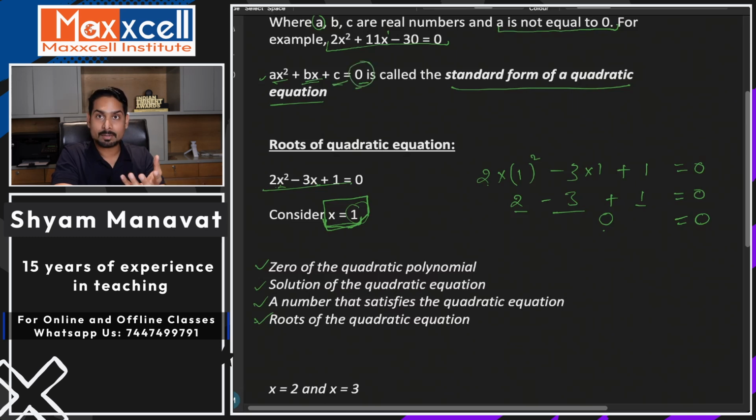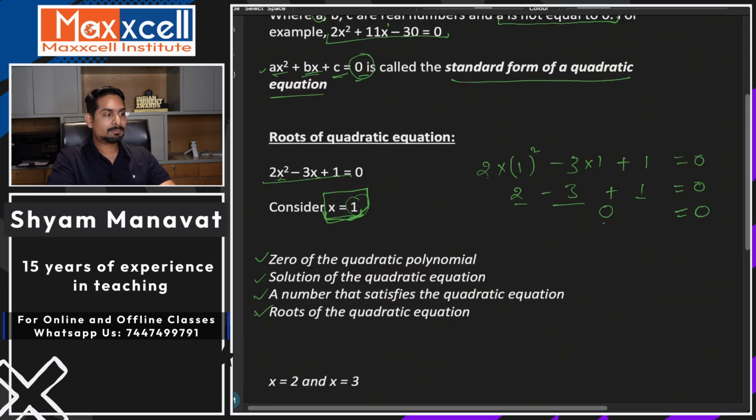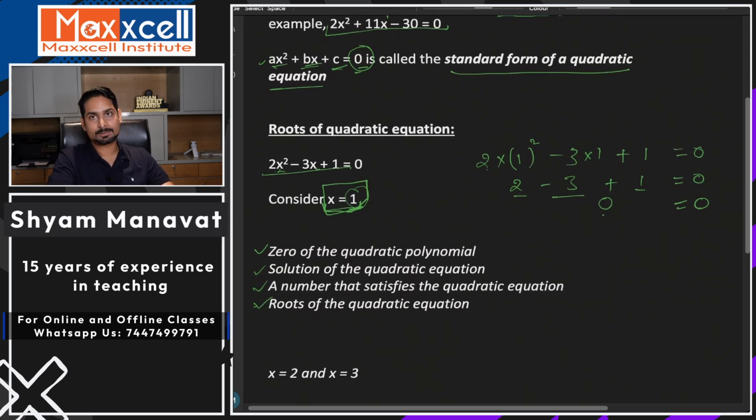So zero of a quadratic polynomial means something which you substitute as x, and you will get the left hand side also equal to 0. That's why we say zeros of quadratic polynomial. Solution of quadratic equation: when you solve this, you get the value of x. That's the solution of quadratic equation.